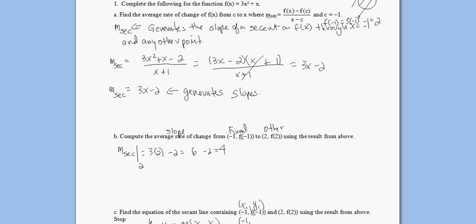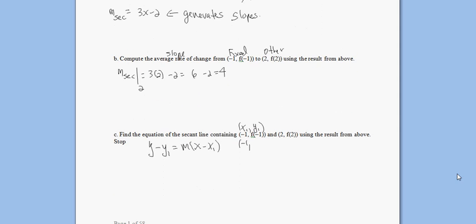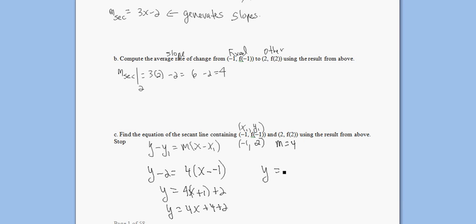So let's go back down. So we have 2, and what is the slope of our secant line? Our slope is 4. So using this information, we do y minus 2 equals 4 times x minus a negative 1. So this is y equals 4x plus 1 plus 2. y equals 4x plus 4 plus 2. So the equation of our secant line is 4x plus 6.